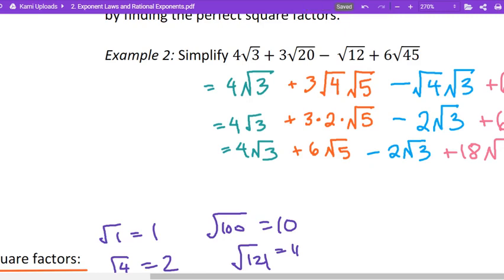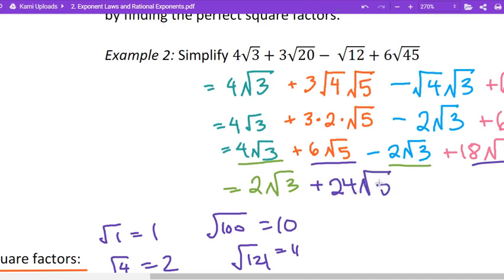And did this help me? Absolutely. Because now I have 2 pairs of like radicals, right? I've got these radicals, so I combine them. 4 minus 2 gives me 2 root 3. And then I have these like radicals that have identical radicands. 6 plus 18 is plus 24 root 5. And this is as far as I go, because the purpose of simplifying radicals is to reduce the radicand, to make the radicand as low as possible.